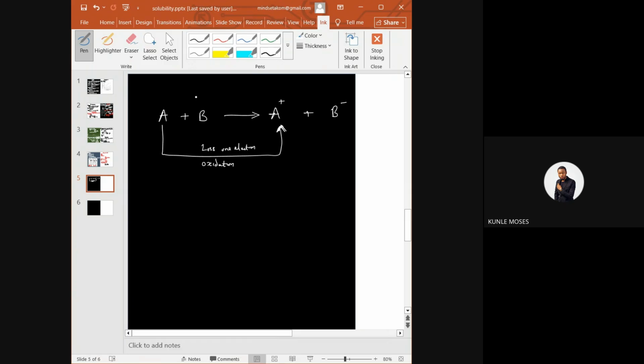You get it now? So from here to here, this is reduction. You can see it simply means it has gained an electron. So that is in terms of electron transfer.